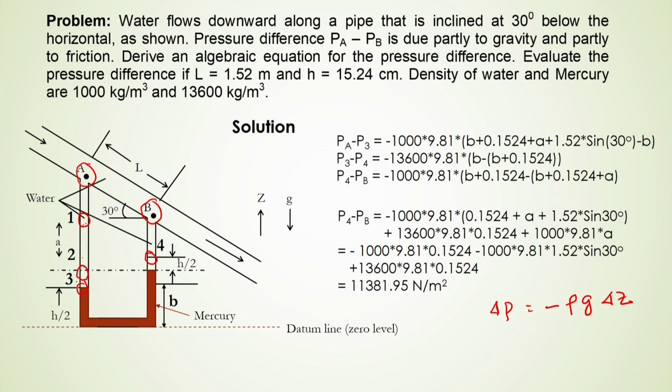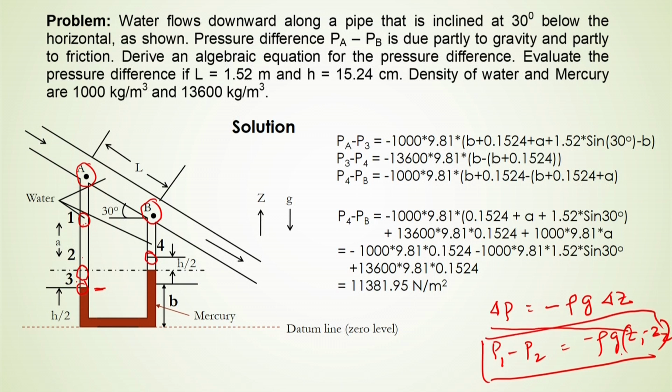Since in this column only water is there, we can directly take P1 minus PA, P A minus P3. Based on this principle, delta P equals minus rho g delta z. That means here we can say P1 minus P2 will be equal to minus rho g (z1 minus z2). So this is your general equation.